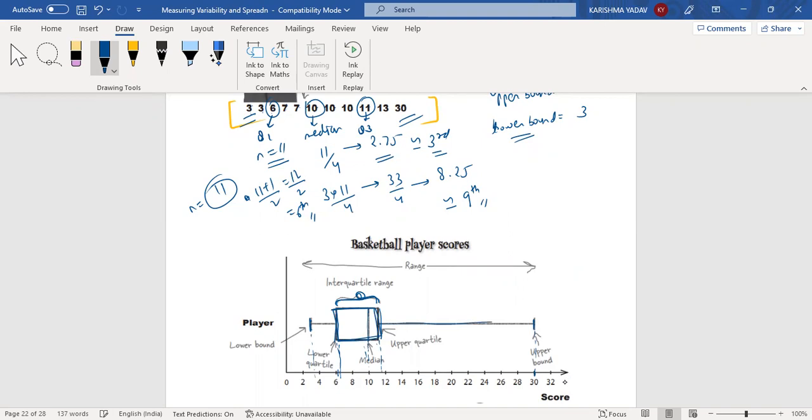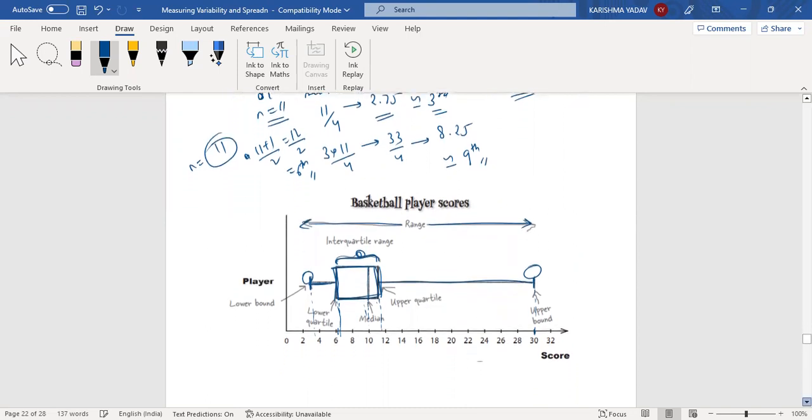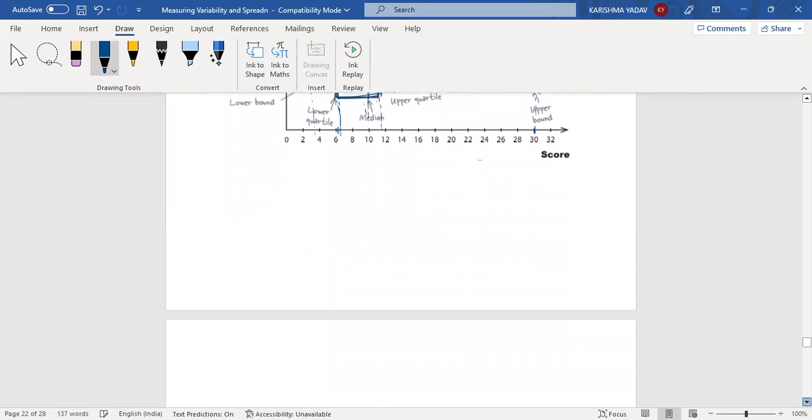So these are the corresponding whiskers here, this one and this one, and this is the range here, that is lower bound and upper bound. And what is the range? Upper bound minus lower bound. So that's how we can draw a box and whisker plot. It's very easy to draw. It's not that hard. You just have to calculate the values and draw it on the chart.